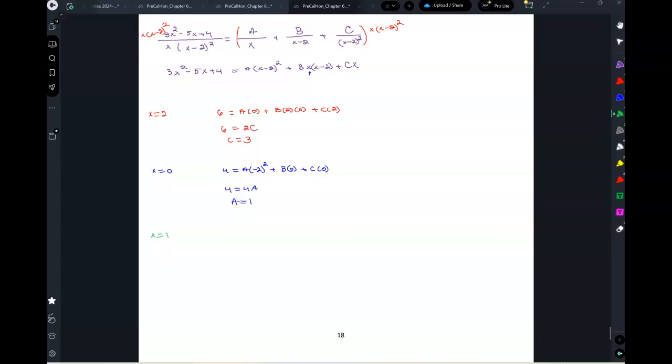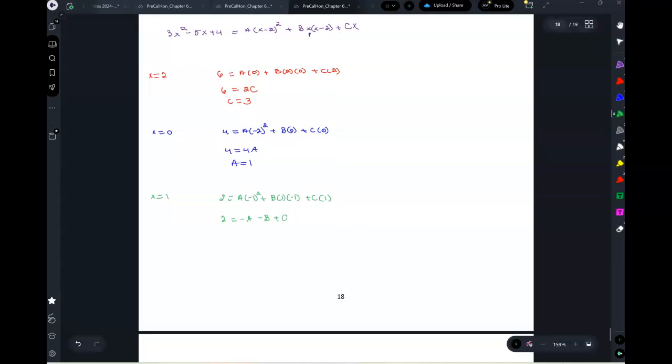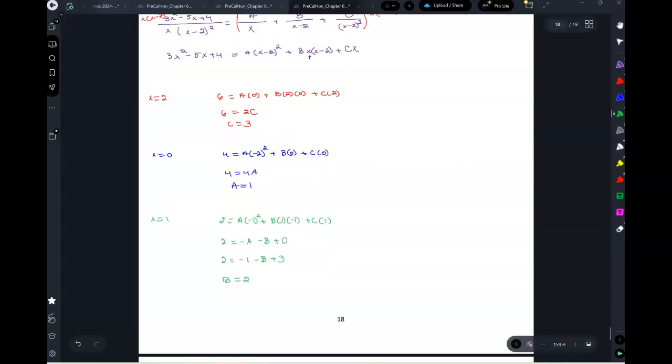So 3 minus 5 plus 4, 2, is equal to A times negative 1 squared plus B times 1 times negative 1 plus C times 1. So I get 2 is equal to negative A minus B plus C. But wait, I know what A and C are. So 2 is equal to negative 1 minus B plus 3. So B is 2.